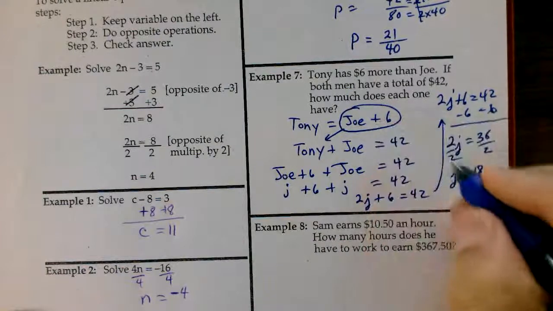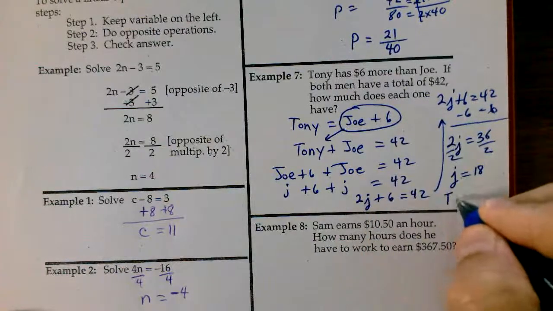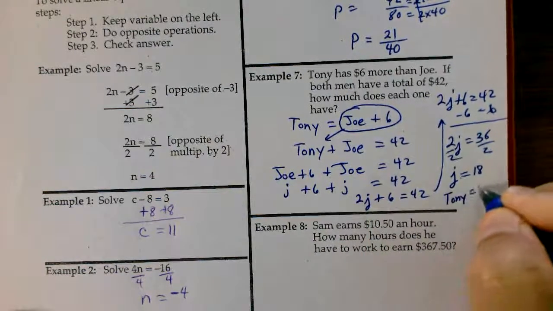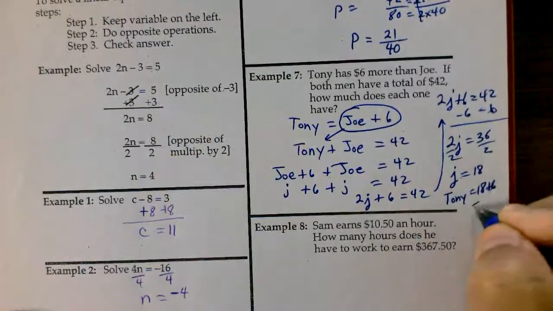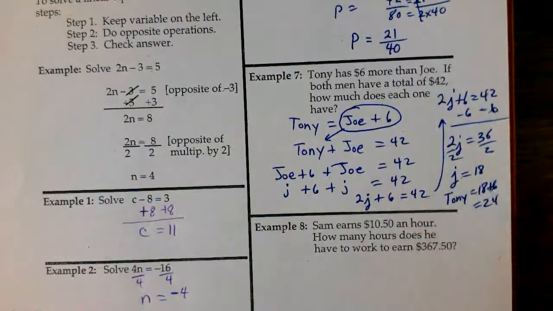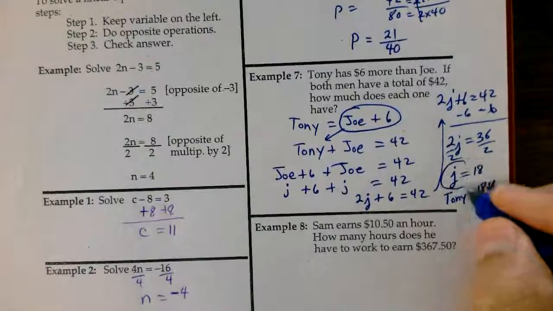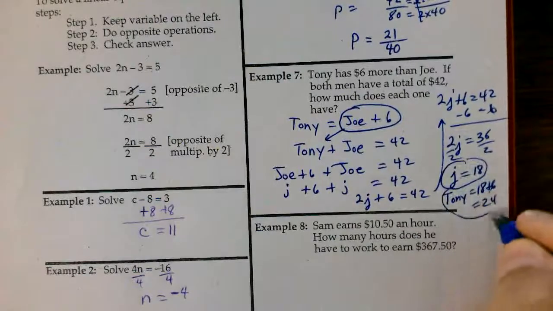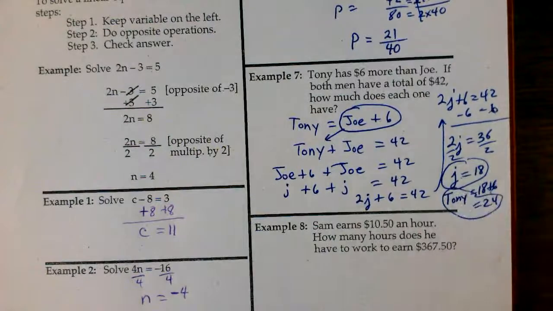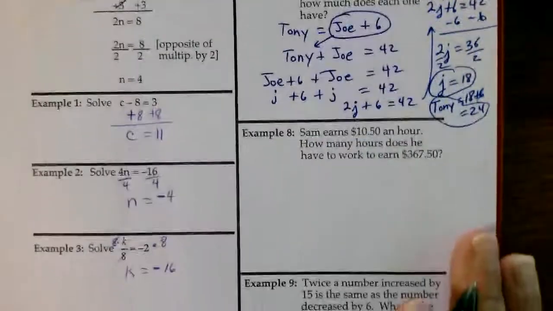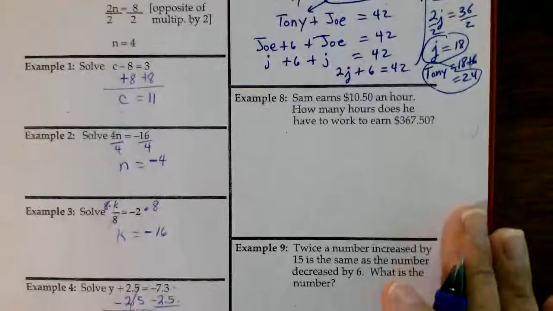And so Tony is going to have 6 more. Tony is going to have 18 plus 6. That's 24. So we see Joe at 18, Tony at 24. It's all about language.